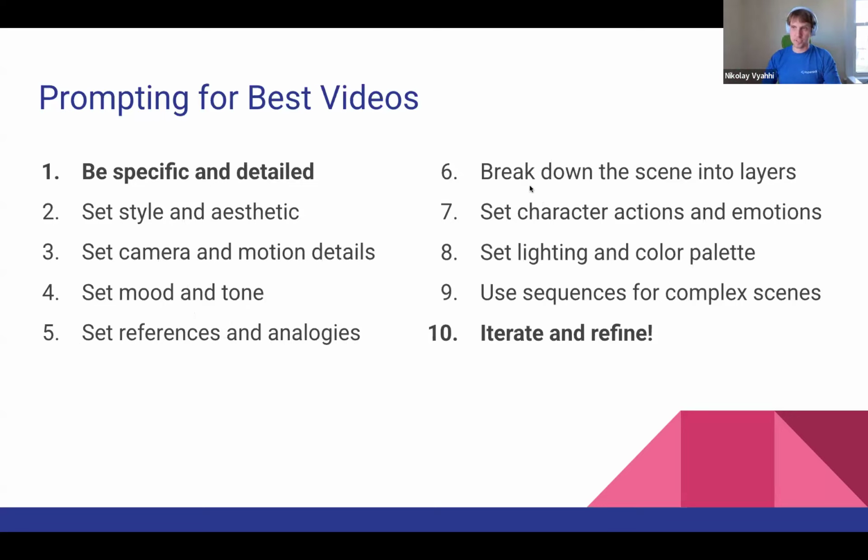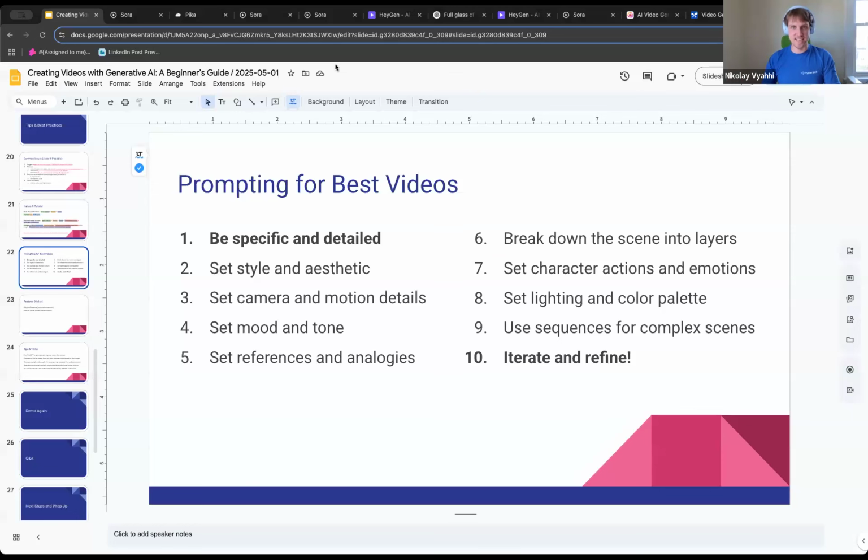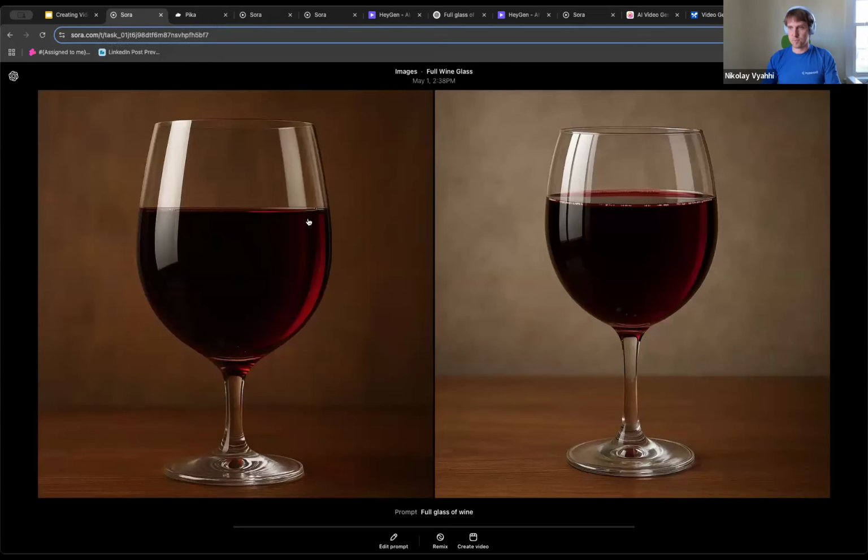You can also break down the scene into layers, so you can specify what's in the background and what's in the foreground, and it will give you more precise results. If you have characters like humans you're trying to generate, you can specify motions and actions in more detail. A good quality improvement is to describe lighting and the color palette, because it will look less AI generated.